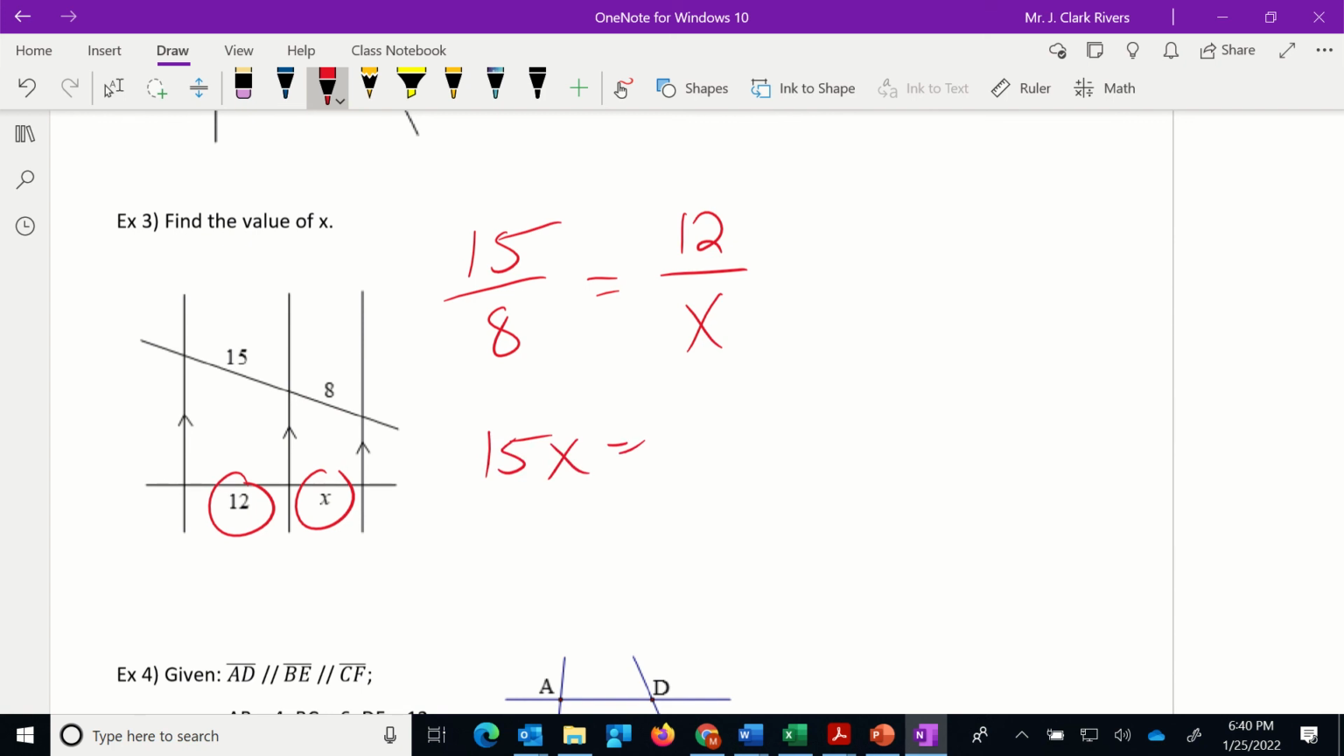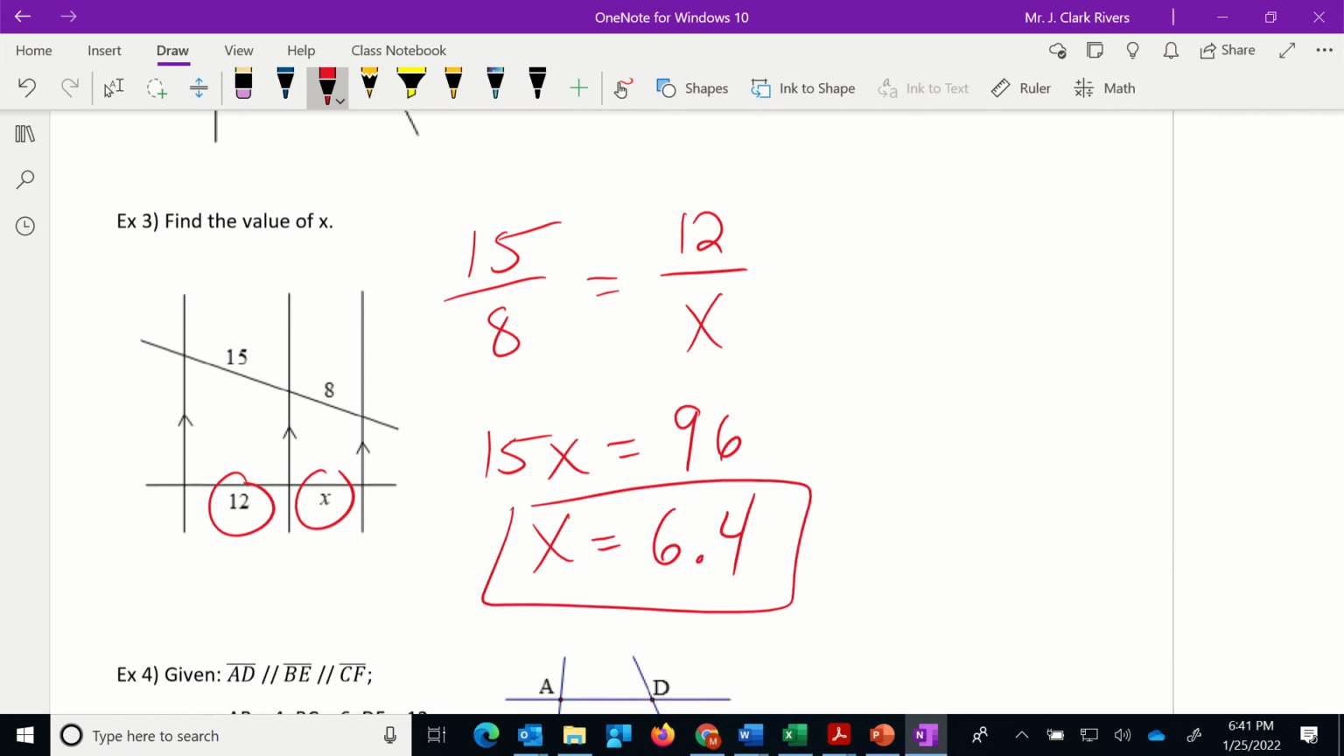So 15 times x is 15x. When we cross multiply, 8 times 12, we get 96. Divide both sides by 15, and I get x equals 6.4, or you might say 6 2/5. There you go.